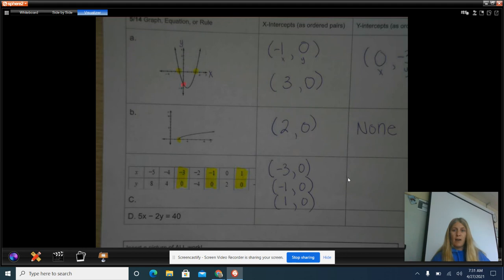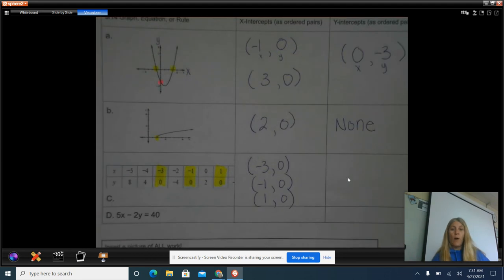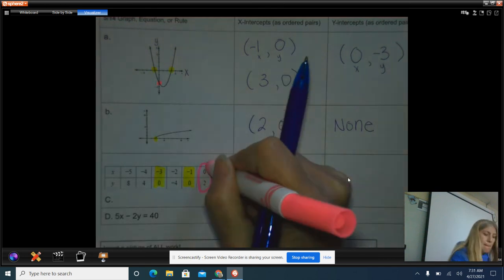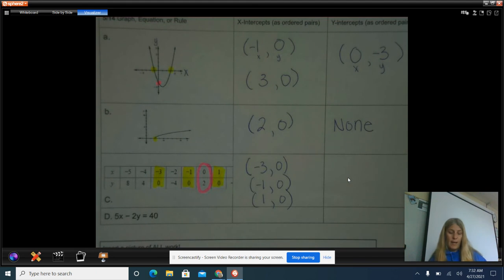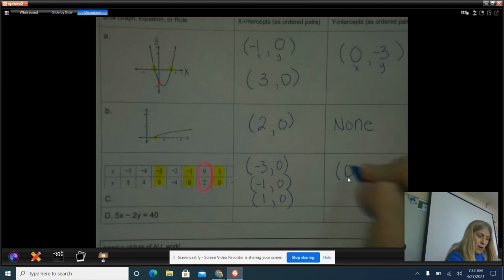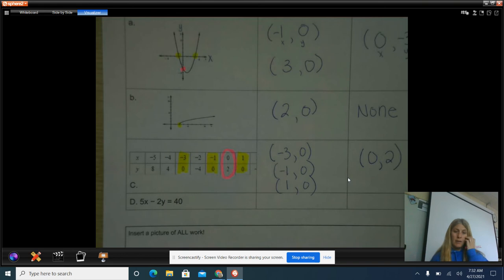And as you can see, our x-intercepts have a number for x, a 0 for y, and once again, our y-intercepts are the reverse. They have a 0 for x and a number for y. So we're going to take a look at when our x is 0, and there's just one y-intercept. And so we know that our y-intercept is the ordered pair 0, 2. Okay? Now, our very last one here is an equation.